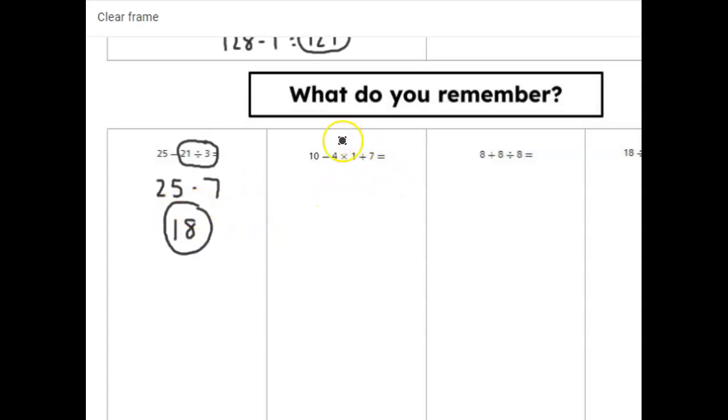Let's take a look at the next one. There's no parentheses, there's no exponents. There is multiplication, so I'm going to circle 4 times 1. So I have 10 minus 4 times 1, which is 4, plus 7. Multiplication and division are done. We're looking at the addition and subtraction step, whichever one comes first. So I'm going to do 10 minus 4 is 6, and 6 plus 7 is 13.